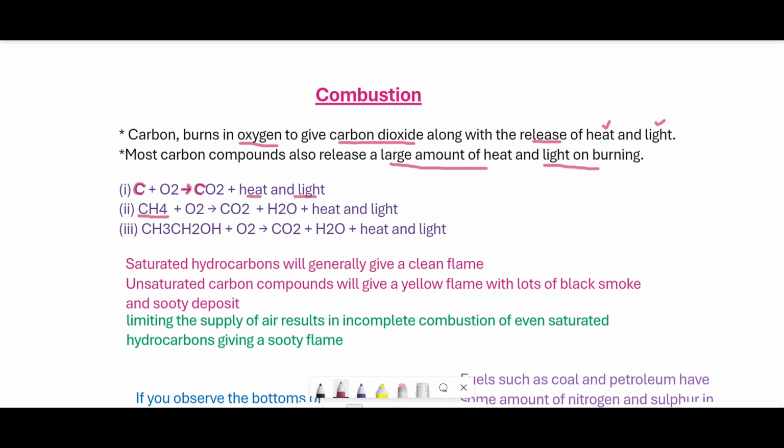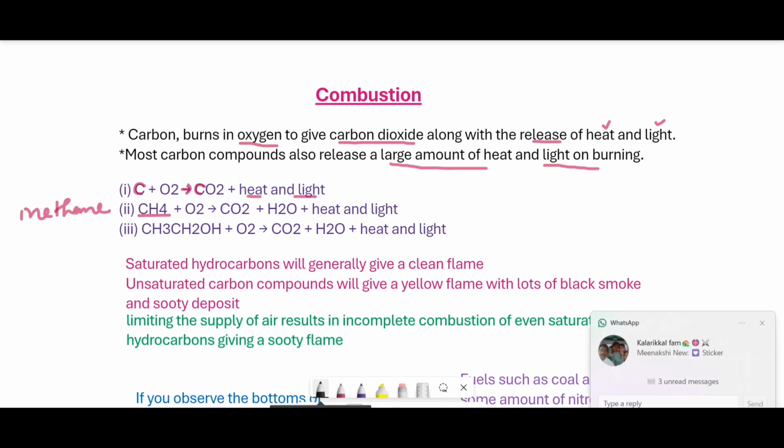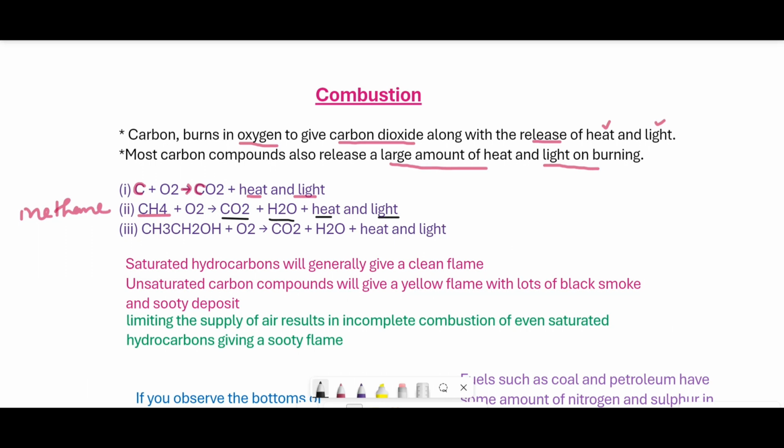This is another compound of carbon which is called methane. Methane, the formula is CH4. Now when it burns, there is hydrogen also present in methane. So this hydrogen will combine with the oxygen and form water. The main product is carbon dioxide. Along with this carbon dioxide we get water also, and then heat and light are the other two energies released. So methane can be used as a fuel.